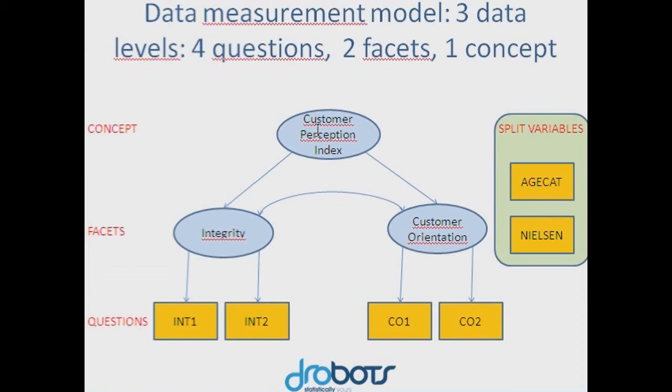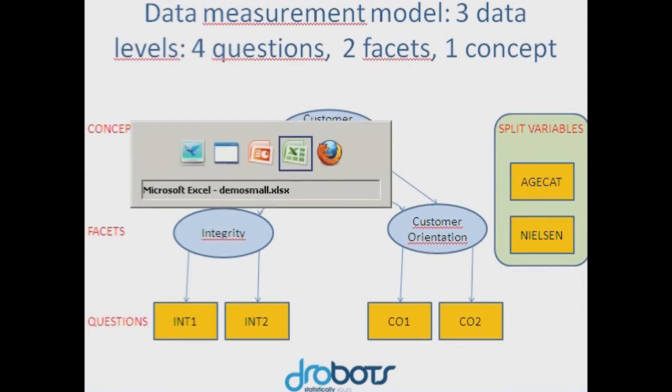In this case you can treat it as an index, customer perception index, while the 2 remaining nominal or split variables are used to see if the model that you have in the middle is really influenced in terms of age and Nielsen zone. This is what we will upload in the system. Okay, let's go to the software now.